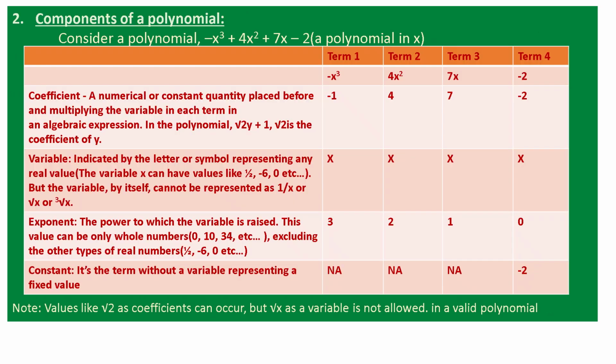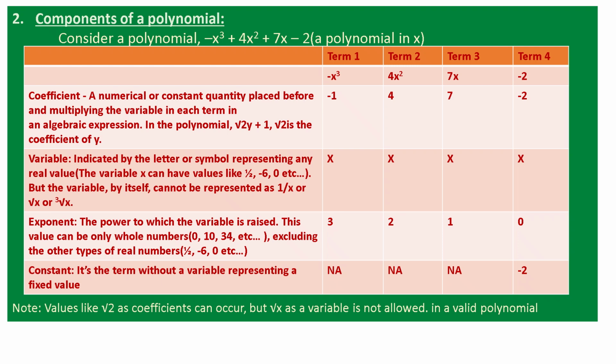Let's look into the components of a polynomial. Say for example, we consider the polynomial minus x cubed plus 4x squared plus 7x minus 2. This is a polynomial in variable x. What do we define by the coefficient? It is nothing but a numerical or a constant quantity placed before and multiplying the variable in each term.